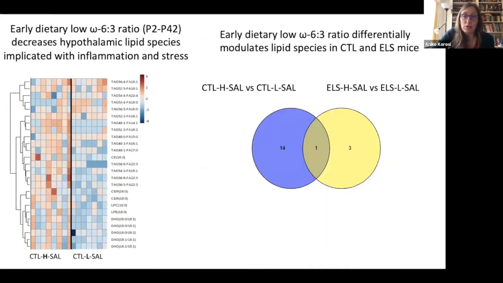In addition to this, we were also wondering if early life stress would impact this lipid profile and if the diet would do something to that. You see that there are not that many lipids actually being affected, but when they are affected, these are different in early life stress animals compared to the control animals. Again, this indicates that early life stress sets the brain on a different trajectory, impacting how the lipid profile will look.